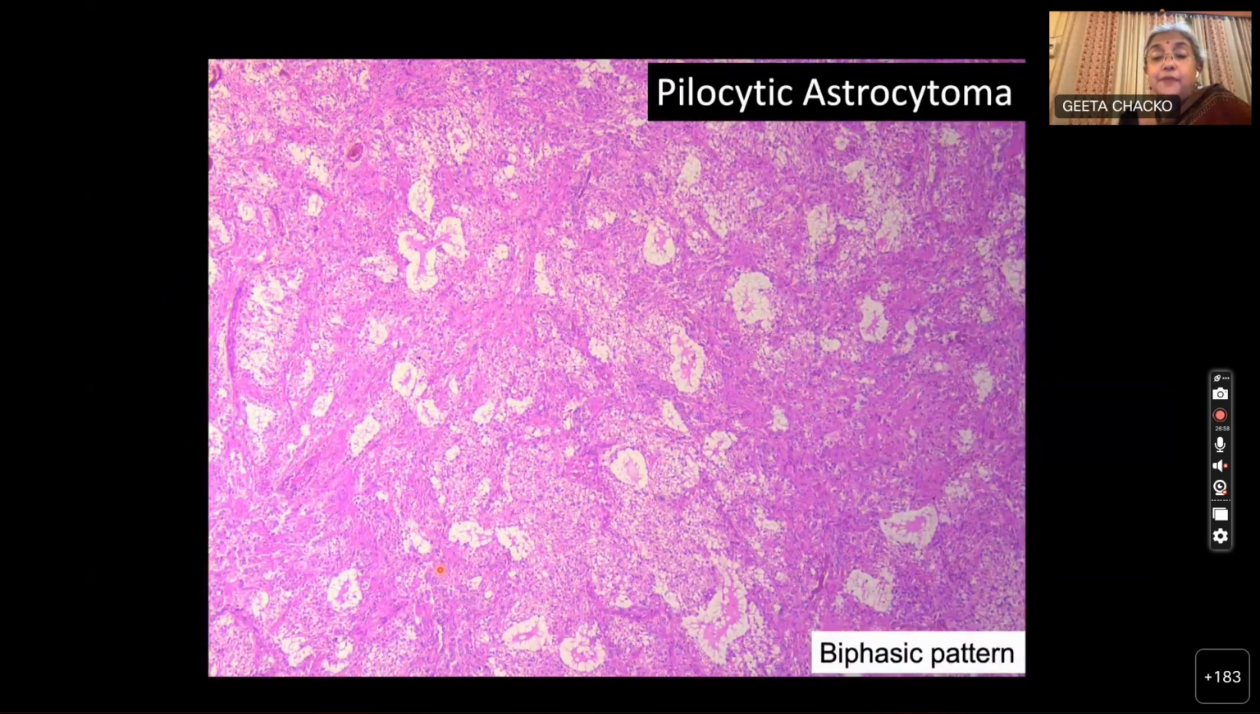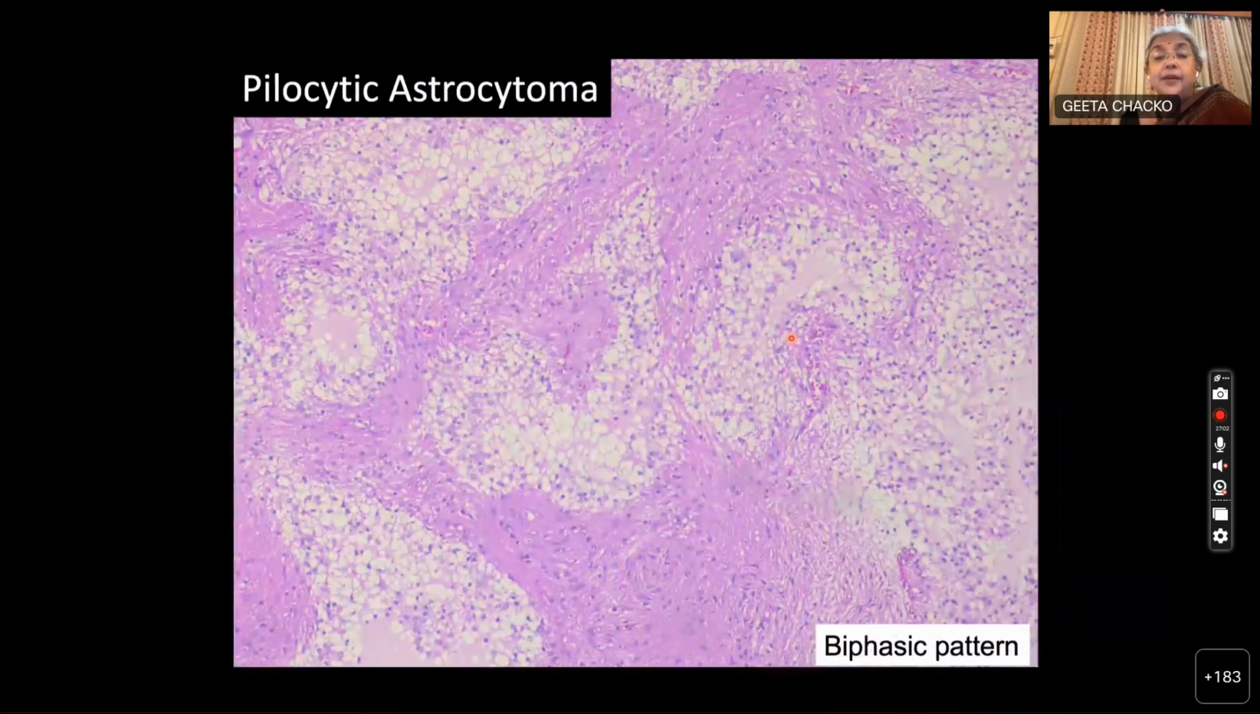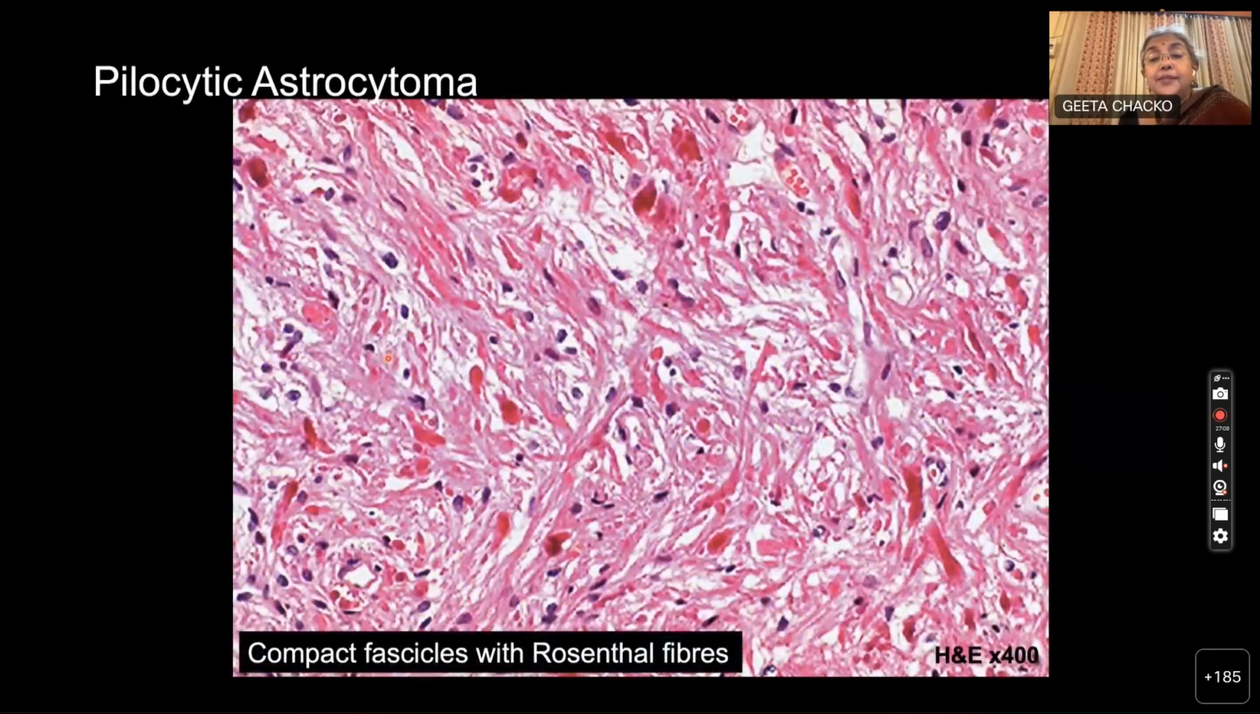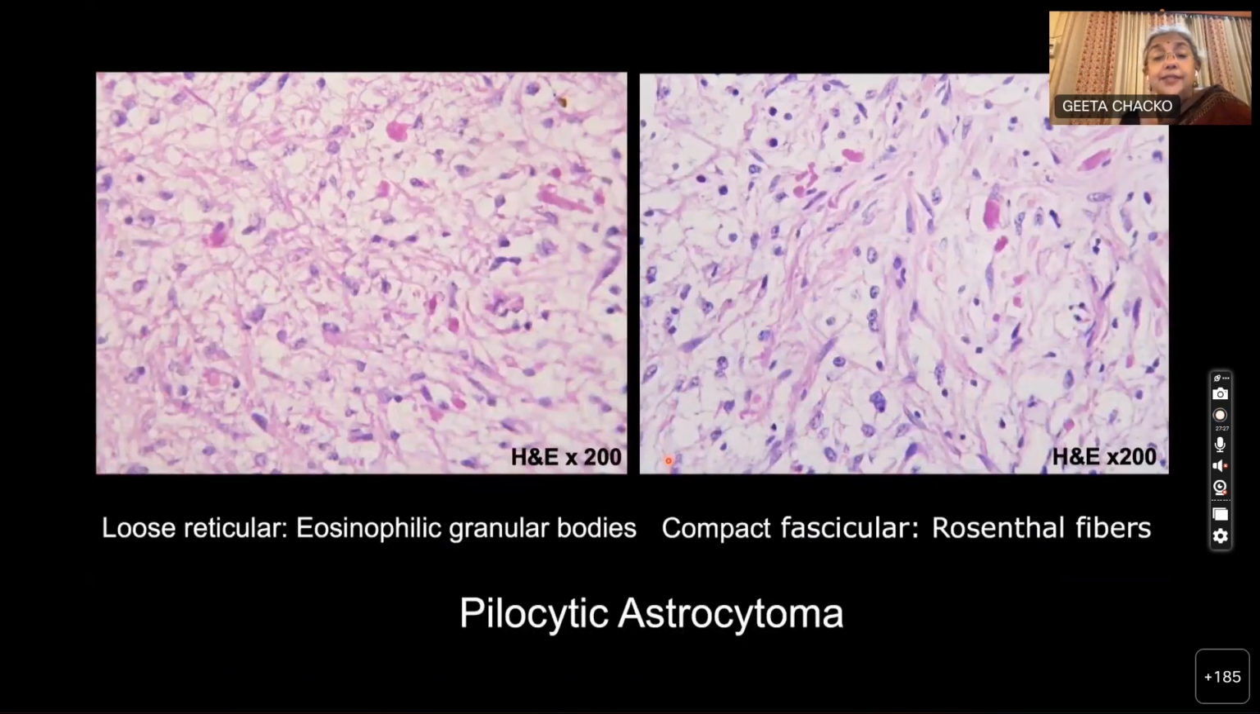Typically, it has this biphasic pattern of loose and compact areas. So here you can see the microcystic loose areas and the more compact areas. And the compact areas tend to have these Rosenthal fibers. And you can also see these eosinophilic granular bodies. These imply that it's a low-grade, long-standing tumor. The loose areas don't really have that piloid appearance, and they just show a fibrillary matrix with very monomorphic cells.